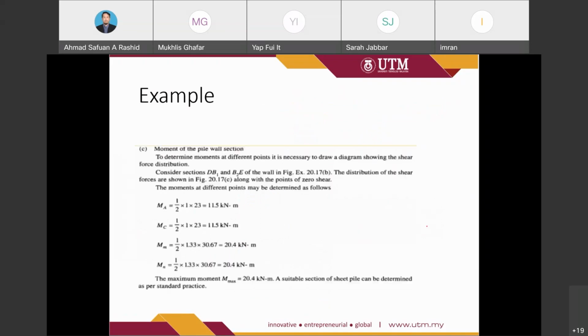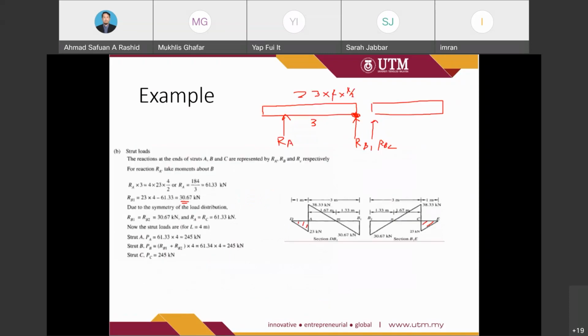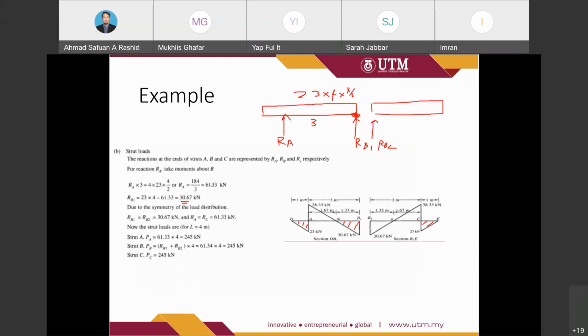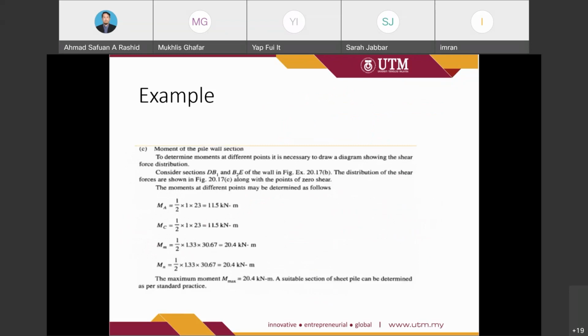While for MM, this one, it is half times 1.33 times 30.67. And for MN, also the same, which is half times 1.23 times 30.67. So then the maximum moment, M max, is equal to 20.4. So we use the maximum value.